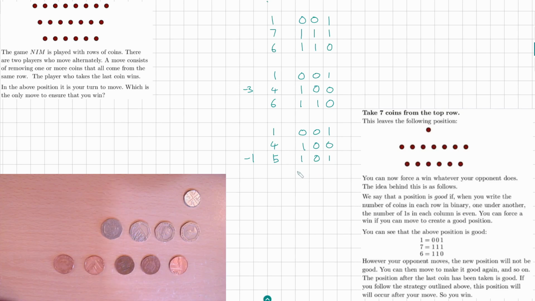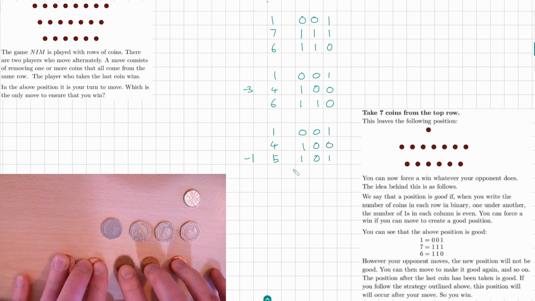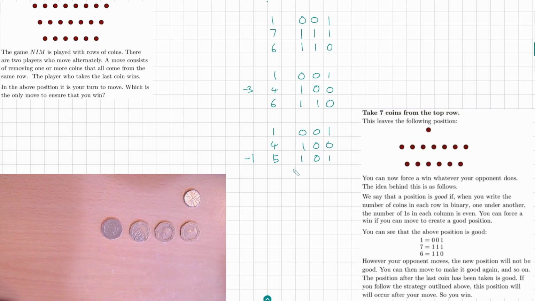It's now our opponent's move, and they can do whatever they want. Well, let's just say they do a very bold move. They're going to take all the bottom row. Why not? So we just write out their move. So we're left with 1, 4, and 0 because they've taken away 5 from this row. So let's write that out in binary. 0, 0, 1, 1, 0, 0, and of course that's 0, 0, 0.